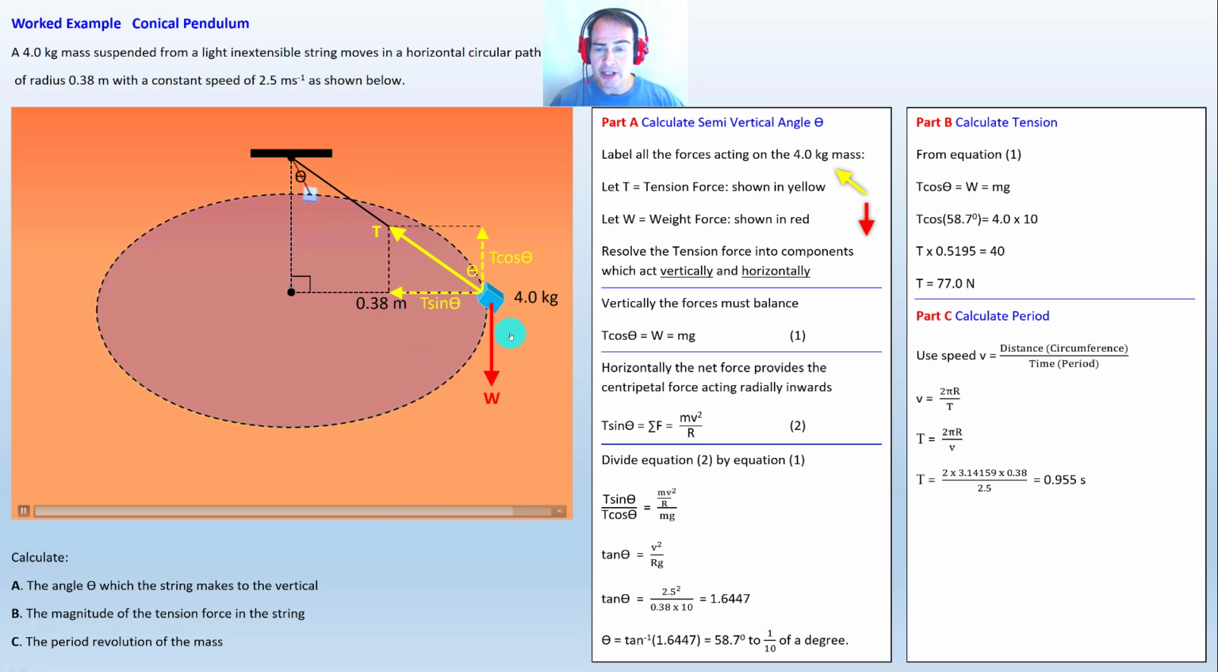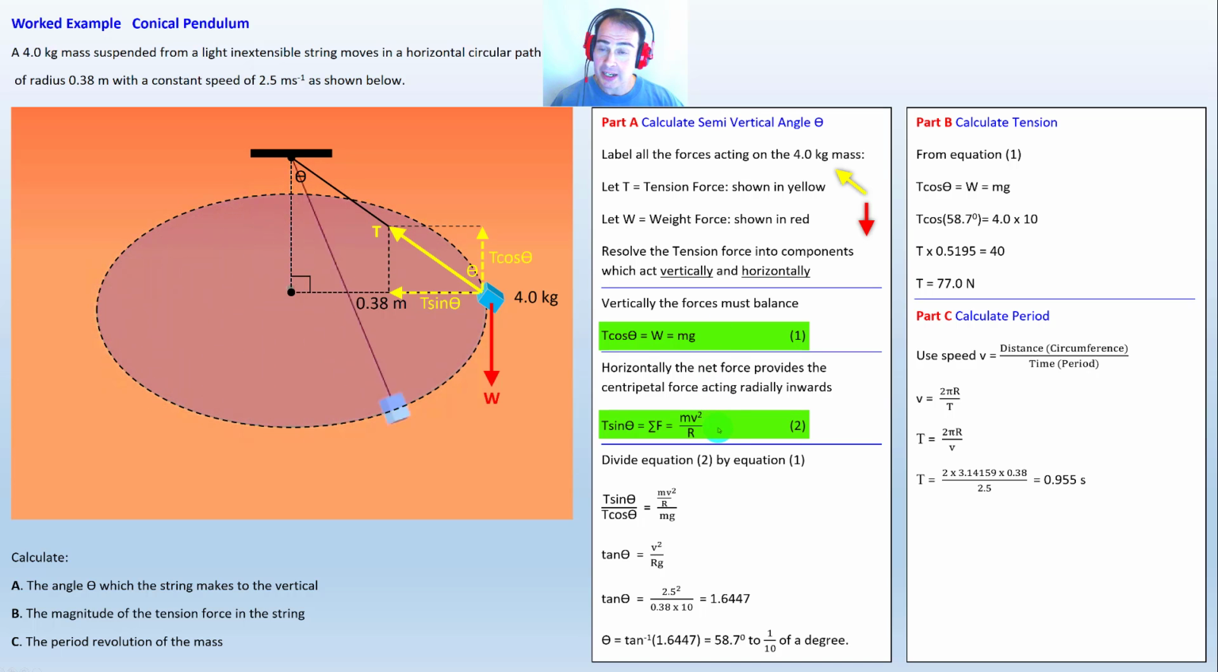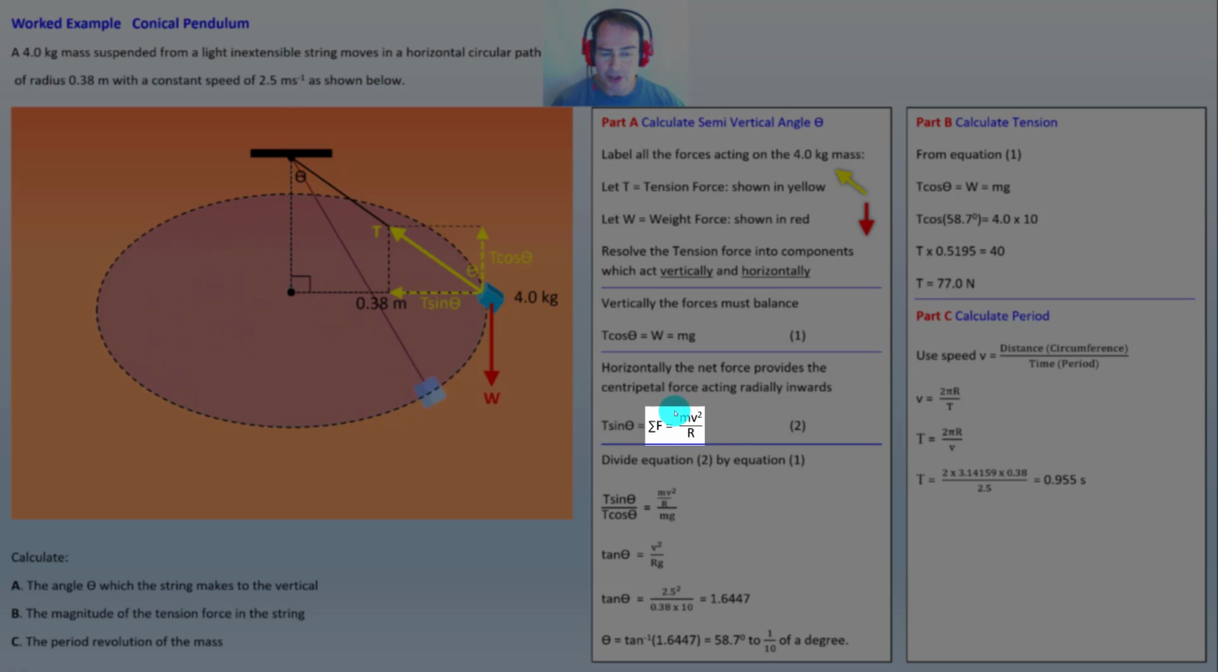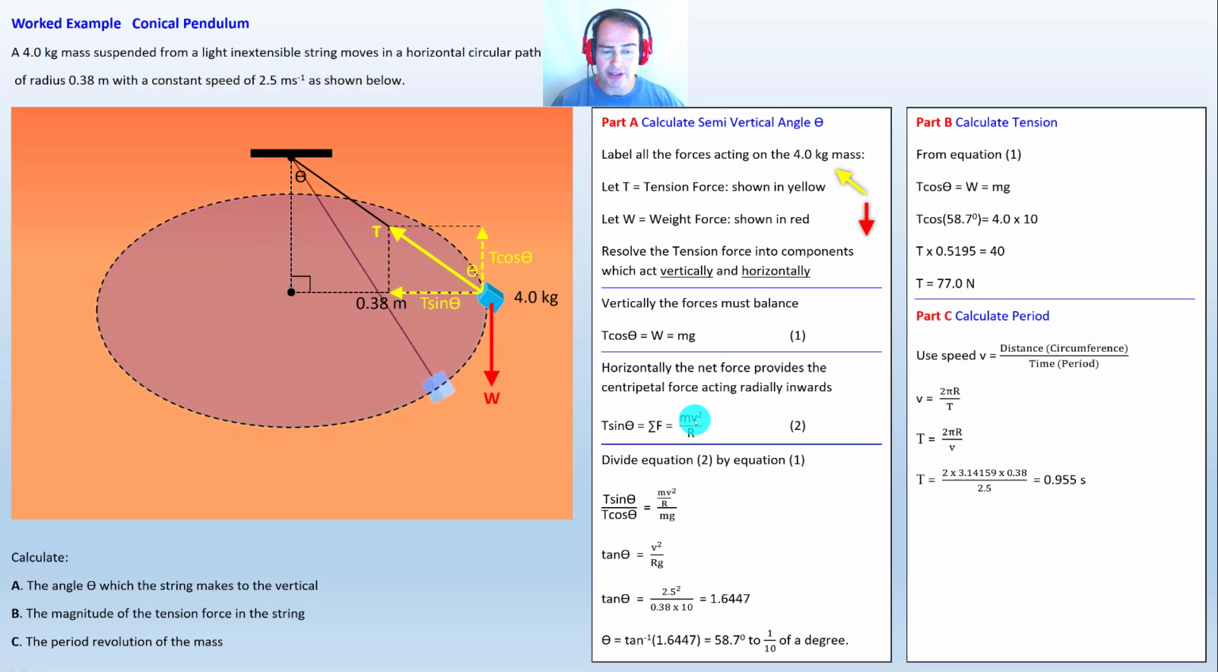The key things to remember here are we resolve forces into two components. We cancel them vertically, or equate the two forces vertically, and the horizontal component of tension provides the necessary centripetal force to make this mass travel in a circle. And this gives us two equations which are solvable. Again, if you had been asked to calculate the net force, we simply would have used mv squared over r as net force, and we could have done that straight away with the three values already given in the question.